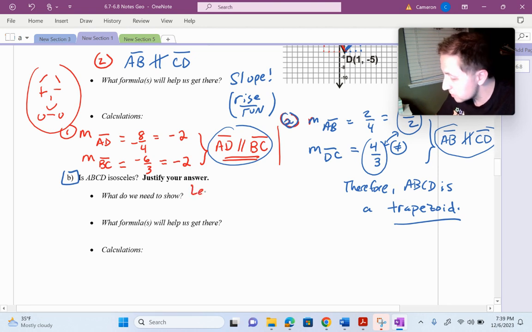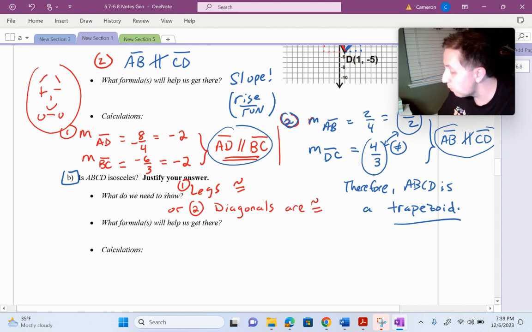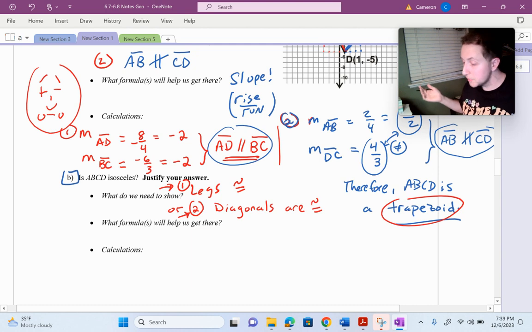So I would either need to show one of our properties, that the legs are congruent. That's one route I could go. Or you could show the diagonals are congruent. You don't need to do both of these, but you have to pick one and proceed with one of them. You already know it's a trapezoid. You've already established that. So if you can show the legs are congruent, you've done your job and proven it isosceles.